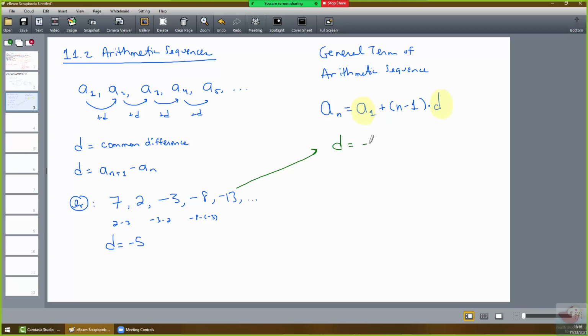We already know that the common difference is -5. What's the first term of this sequence? The 7. Excellent. So our general term would be given by the first term, 7, plus the quantity n minus 1. N, remember, acts like your variable here, times the common difference, -5. And then if we distribute that -5 through and combine like terms, we get -5n plus 12.